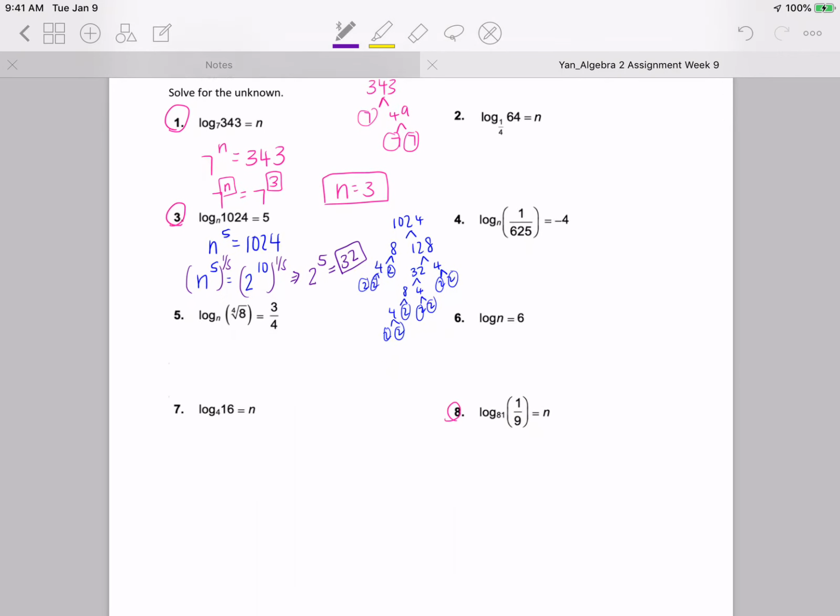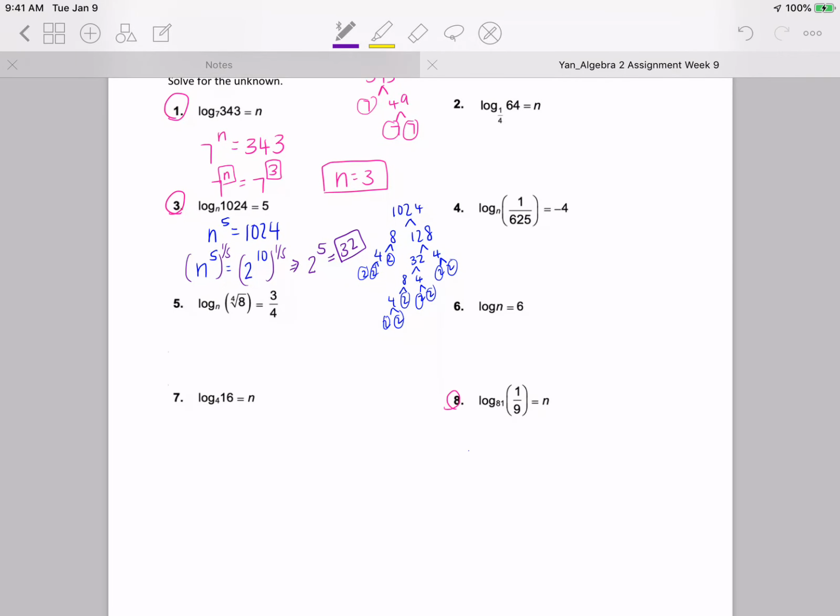Okay, last one, number 8. We're going to rewrite it as 81 to the nth power equals 1 over 9. Okay, 81 is 9 to the 2nd power of n. Okay, so how do I write the right side like a 9 with a base of 9? It'll be 9 to the -1, right? So now that we have the same base, I can set my exponents equal to each other. So n would be -1/2.